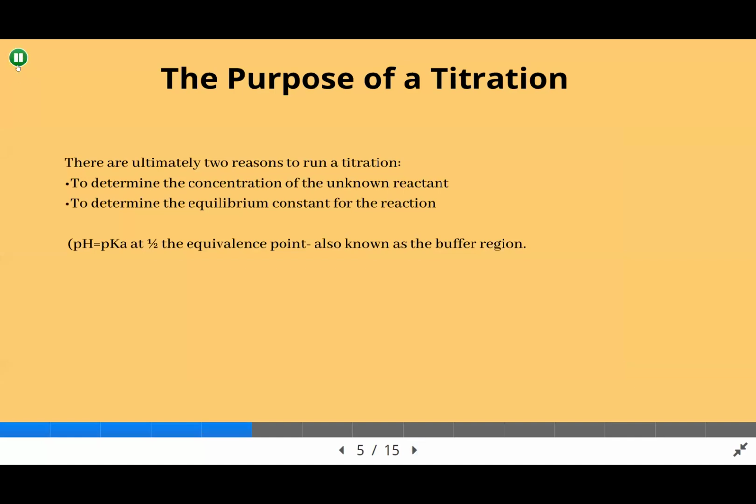There are also two reasons to run a titration: to determine the concentration of an unknown reactant, or to determine the equilibrium constant for the reaction. And our pH is equal to our pKa at half of the equivalence point. This is what we call the buffer region.